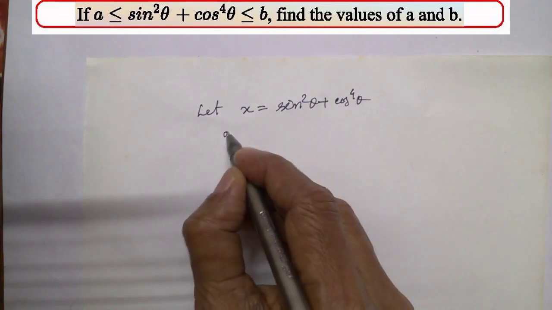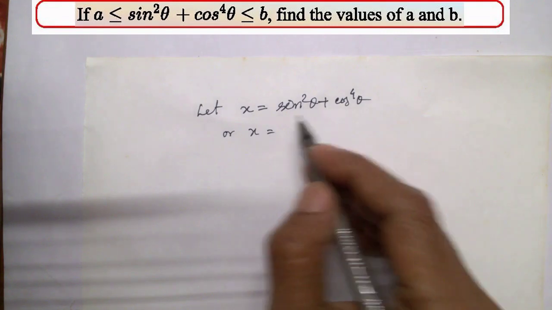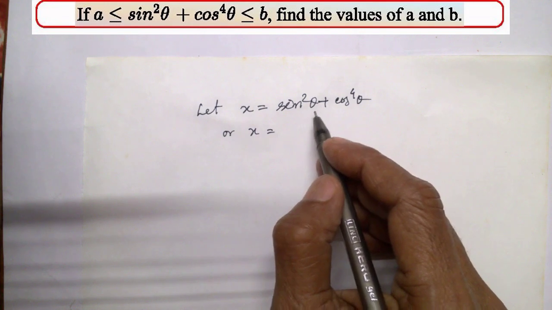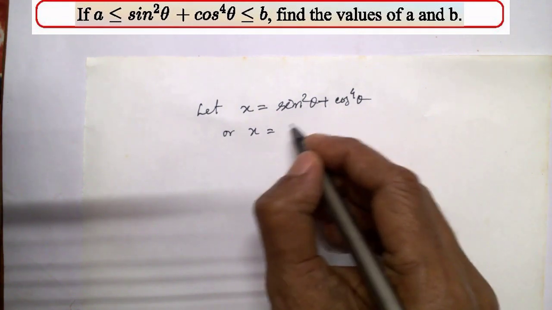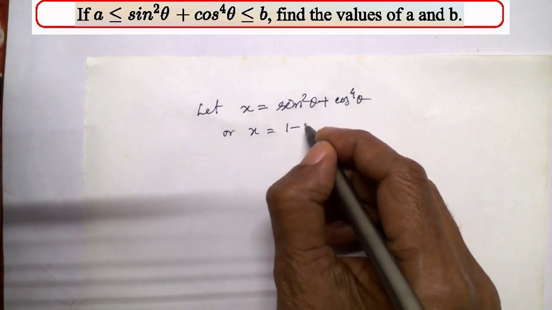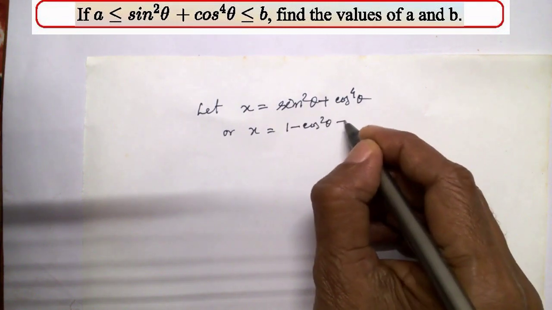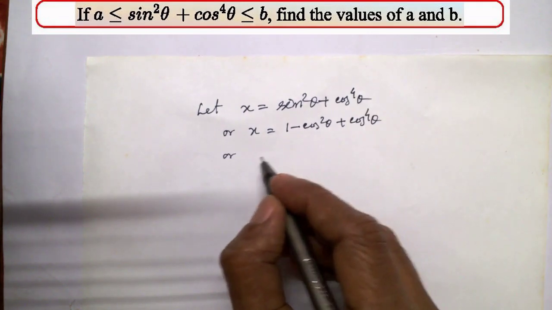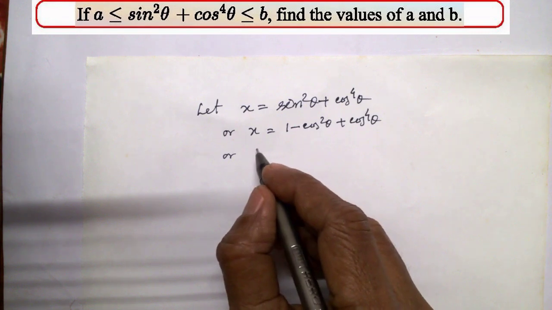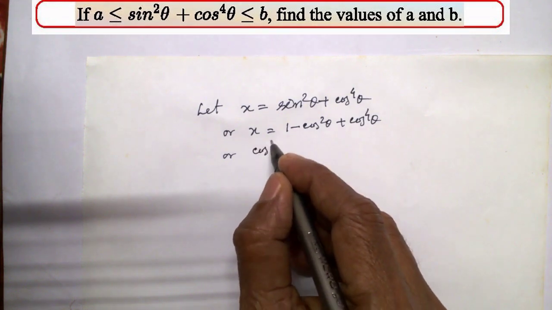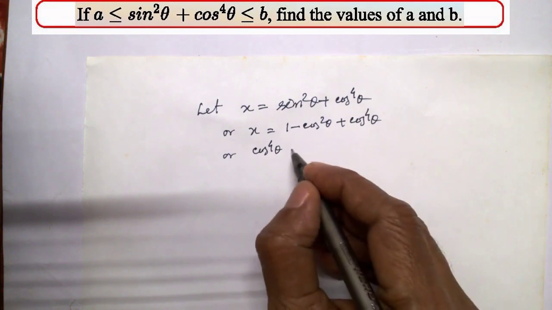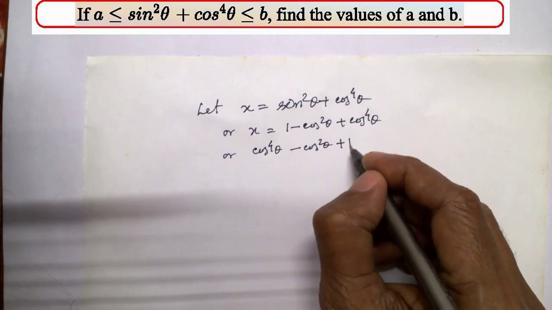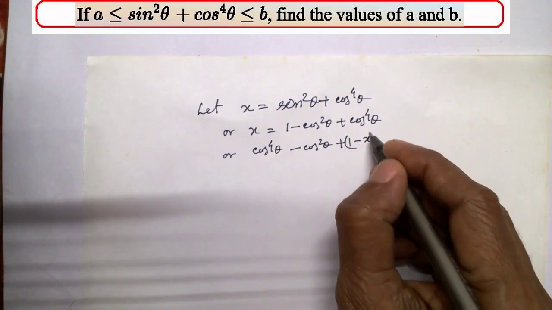Next, x is equal to... reduce this either in cos or in sin. Here it is better to express in cos, because sin square theta we can easily write as 1 minus cos square theta. So x is equal to 1 minus cos square theta plus cos to the power 4 theta, or it may be reduced to cos to the power 4 theta minus cos square theta plus 1 minus x, in brackets.